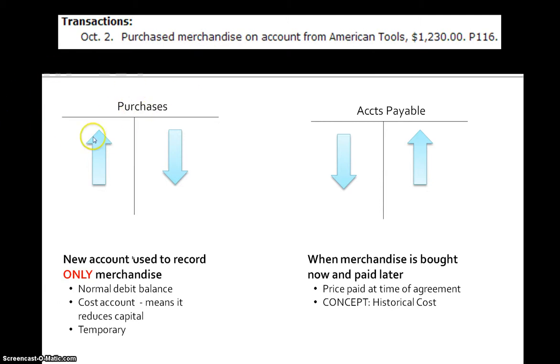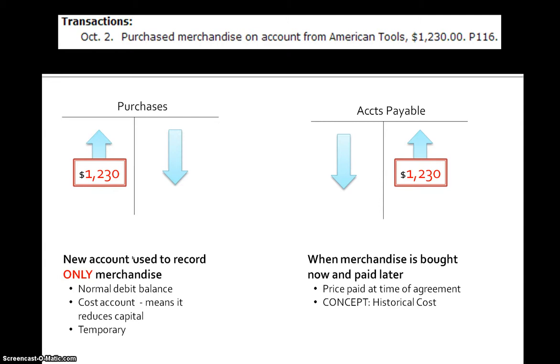Now purchases, that's an asset. It has a normal debit balance, so that means it increases right here on the debit side and it decreases on the credit side. And we already know accounts payable. So with this particular transaction, if we bought $1,230 worth of merchandise, we're going to debit purchases because we're going to resell this. Okay, but we bought it on account. That means we're going to buy now and pay later. So accounts payable has a regular credit balance.